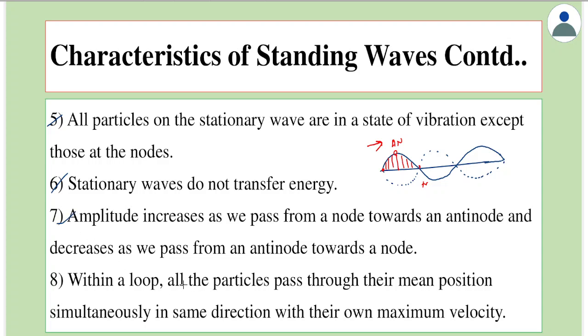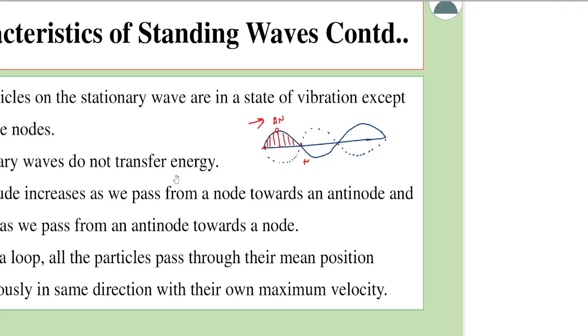Next property is within the loop, all the particles pass through their mean position simultaneously in the same direction with their own maximum velocity, which means all the particles in a given loop will cross the mean position at the same time. So even though these particles have different speeds, they will all cross the mean position simultaneously. Similarly, particles from here will also cross the mean position simultaneously.